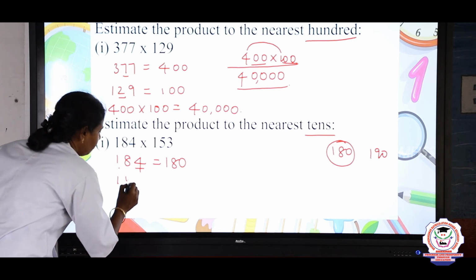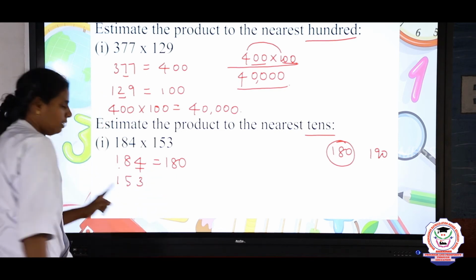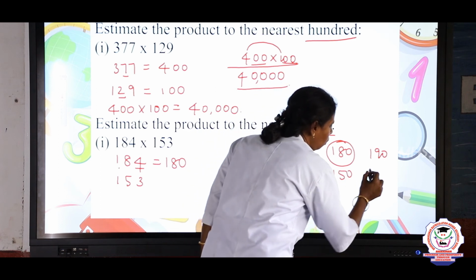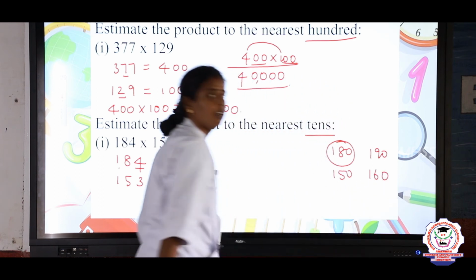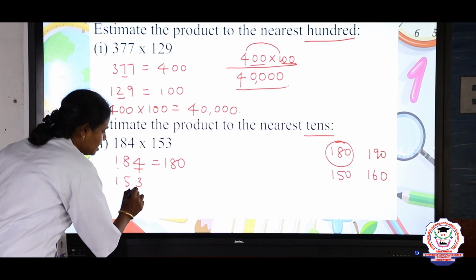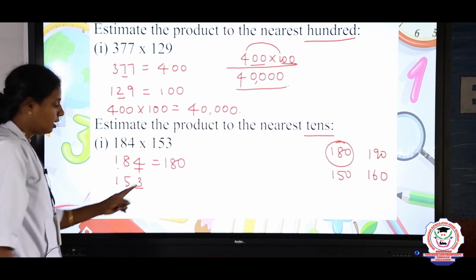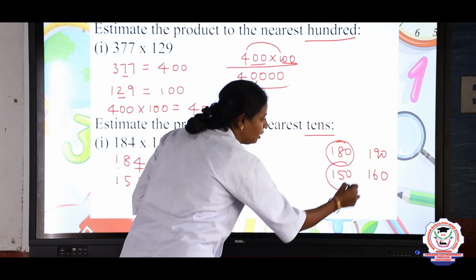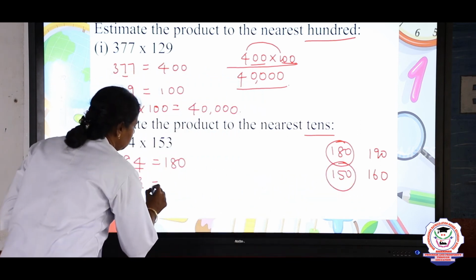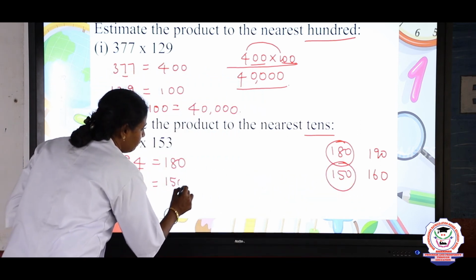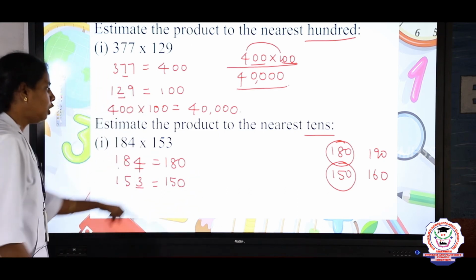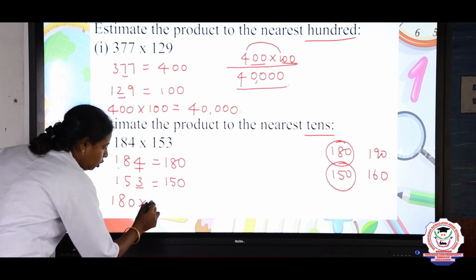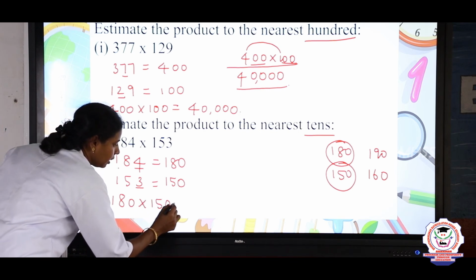And for 153, the nearest tens will lie between 150 and 160. So here in the ones place the number is 3. So 3 is less than 5. So the before number only we are going to take as the nearest value, which is 150. Now we need to find the product of these two, that is 180 into 150.